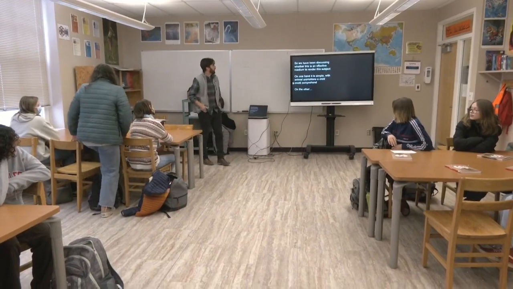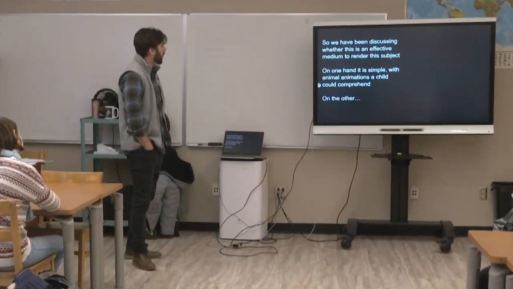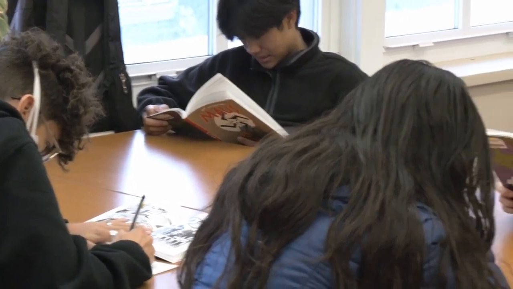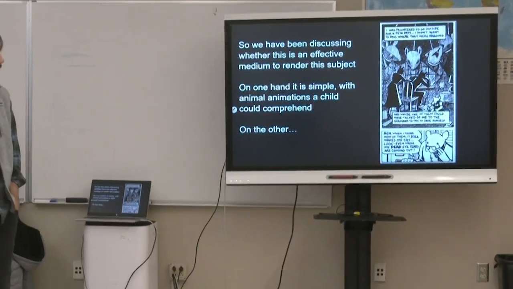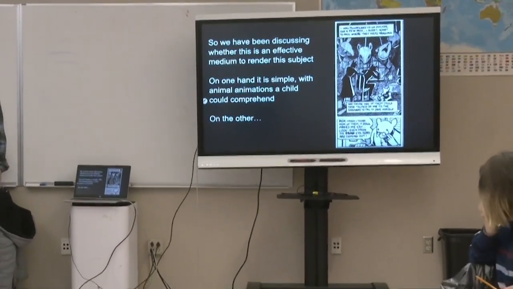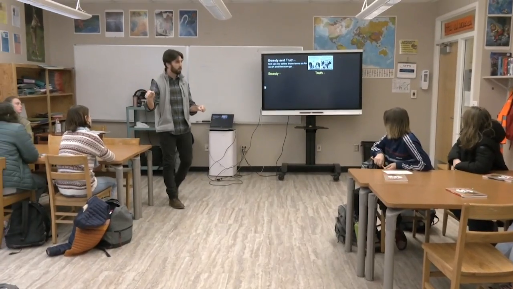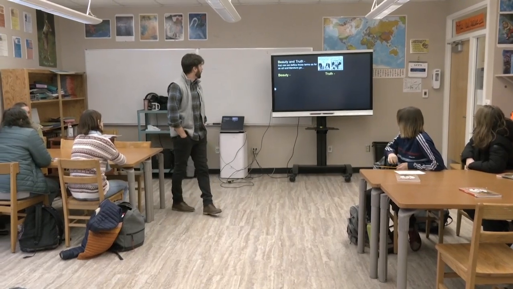We've been discussing whether this is an effective medium, whether a graphic novel is a good way to portray the Holocaust. On one hand, it's a simple kind of animal animation, childlike aesthetic. And then on the other hand, you get to chapter 4 and we see things like this, where it starts to get a little bit darker, a little bit more emotional. The rational, data-driven, historical understanding of the subject, and then the emotional one.